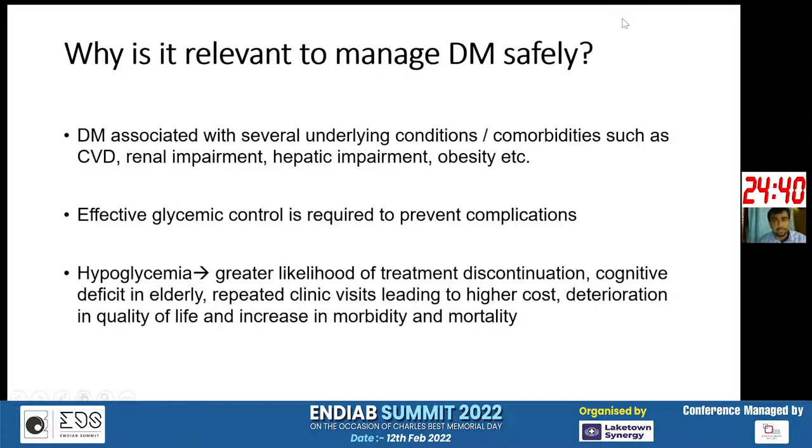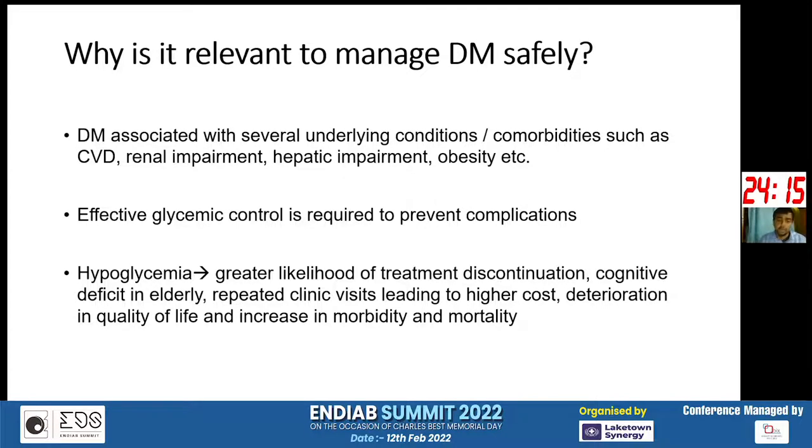Why is it relevant to manage diabetes safely? We know that diabetes is associated with several underlying conditions, comorbidities such as cardiovascular disease, renal impairment, hepatic impairment, obesity. Some of these comorbidities can pose a hypoglycemia risk, but at the same time, you have to have effective glycemic control to prevent the complications of diabetes.